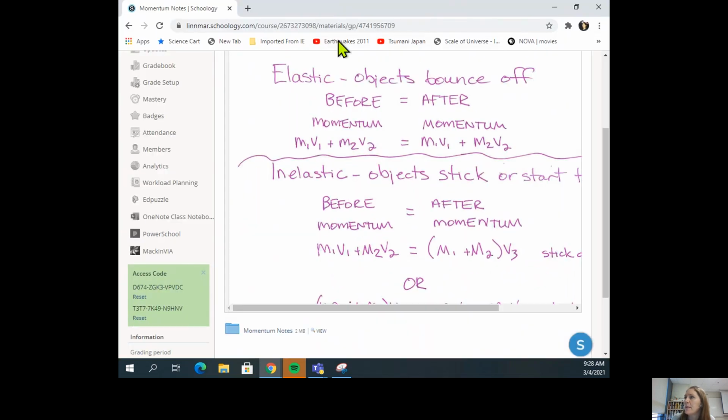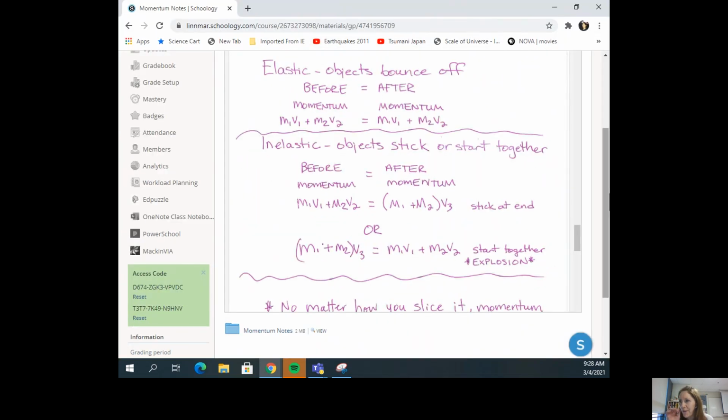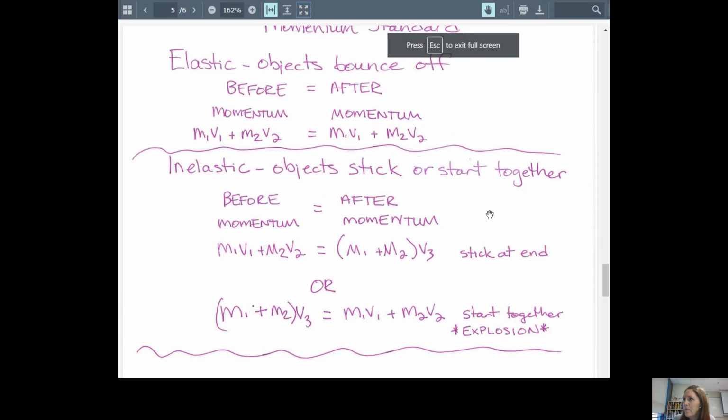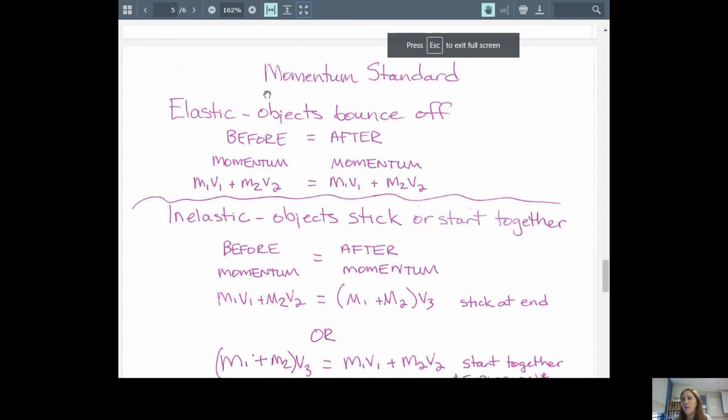And in order to do that, since I'm not here, I'm just recording an Edpuzzle for you to make sure you understand some things. First of all, we've already talked about elastic and inelastic collisions, and I wanted to make sure that we understand both of those have to do with momentum, and that momentum is always conserved when you have a collision.